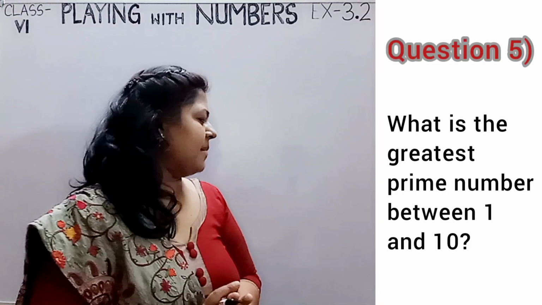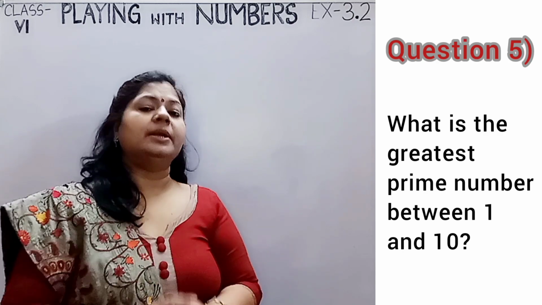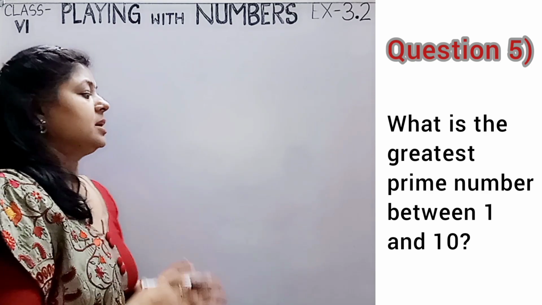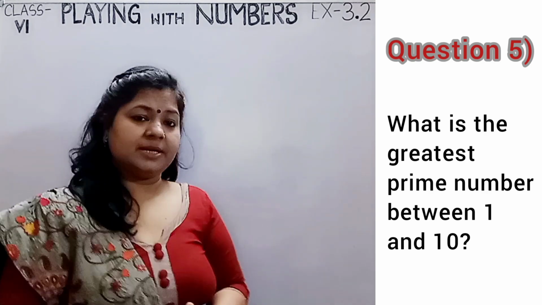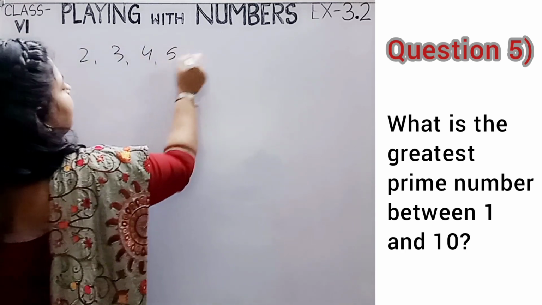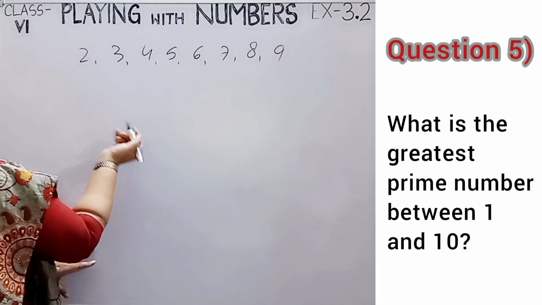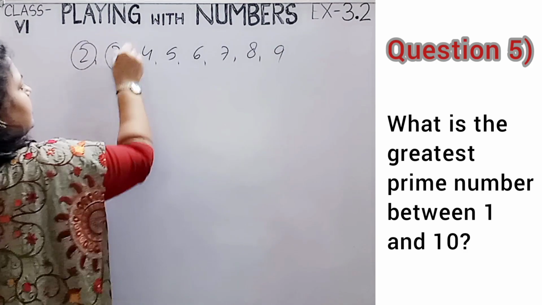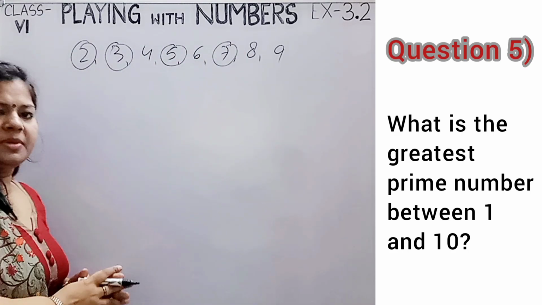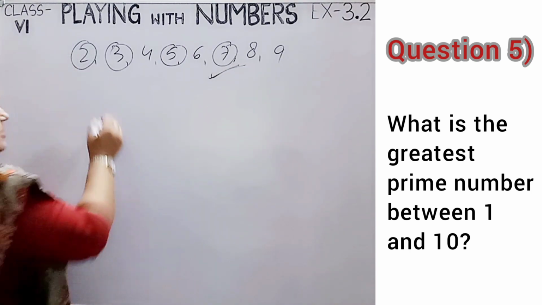Question number 5. What is the greatest prime number between 1 and 10? So 1 and 10 are both excluded because the question asks for the greatest prime number between 1 and 10. So we start from 2, 3, 4, 5, 6, 7, 8, 9. These are the numbers. And the prime numbers are 2, 3, 5, 7, encircled. The greatest prime number is 7. So the answer is 7.